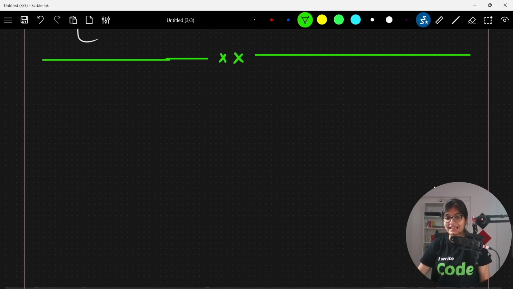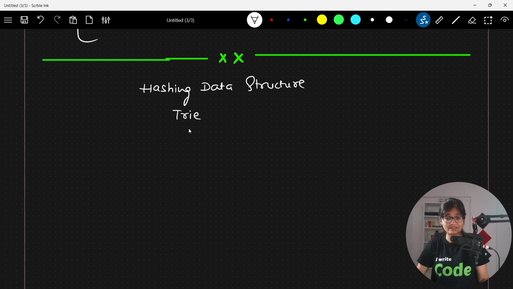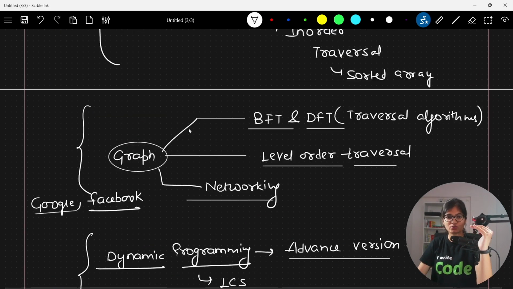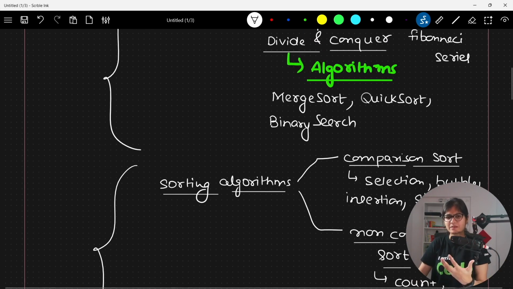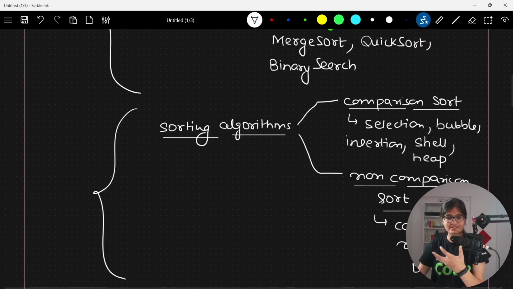Apart from that, if you still have time, you can explore the hashing data structure in depth. After that, there is something called trie, another data structure which you should be aware of. I'm giving you the sequence. Once you're done with stack and queue, you can clearly apply to tier 2 and tier 3 based companies. Most probably you will be able to crack that, because most of the time their questions will be based on recursion or arrays and strings.